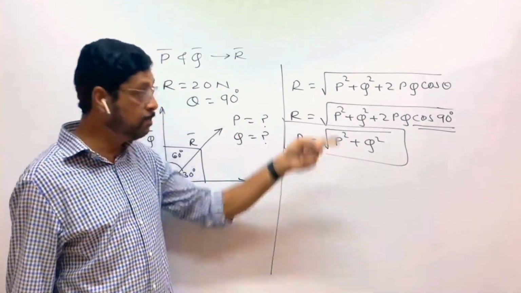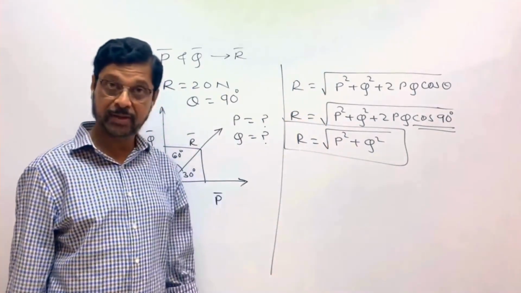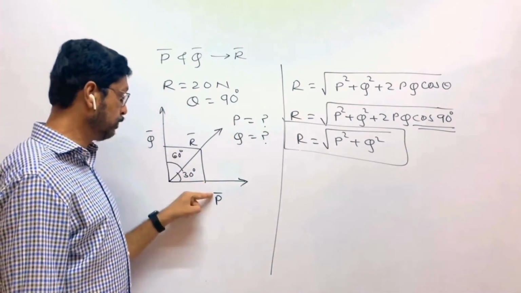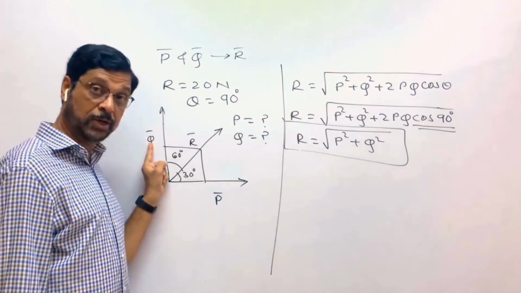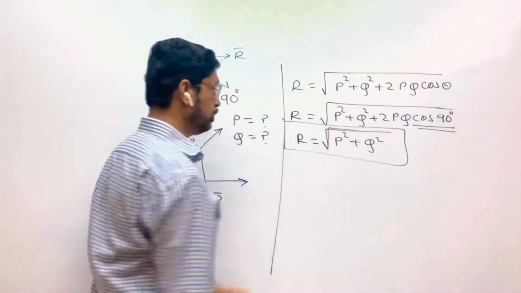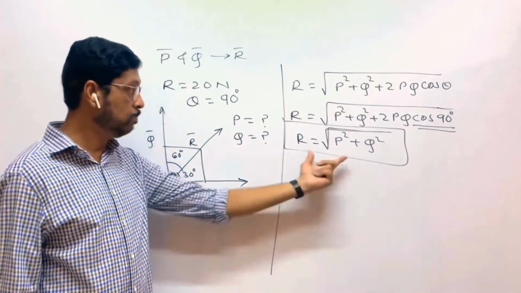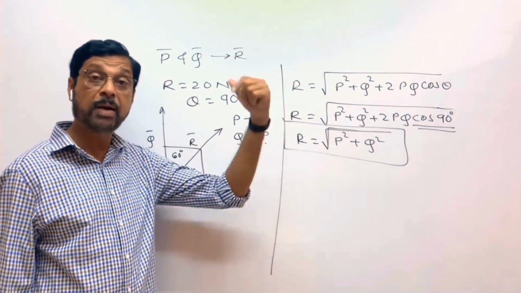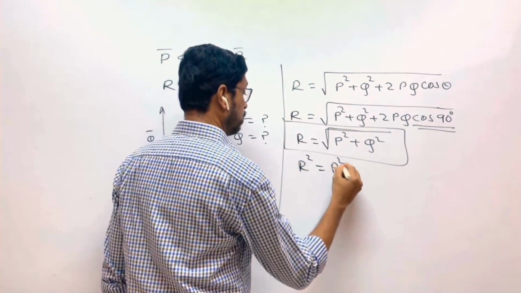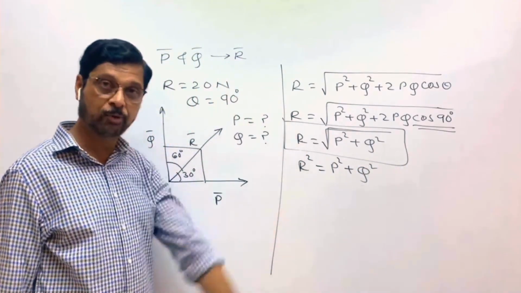Now every time you don't have to do this. You should know this, right? If two vectors P and Q are perpendicular to each other, then the resultant R is equal to under root P square plus Q square. Means you can add them by Pythagoras theorem, or you can say R square is equal to P square plus Q square, squaring both the sides.